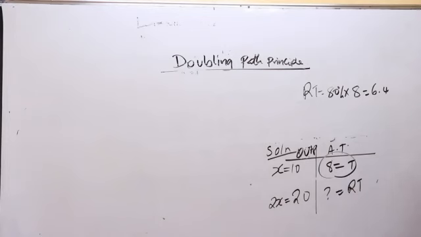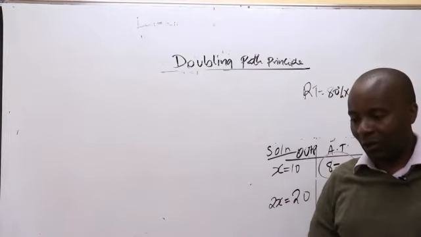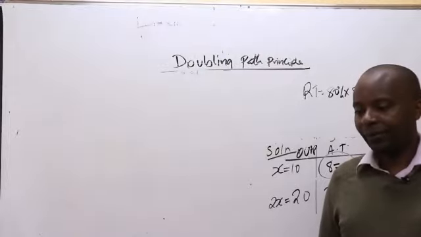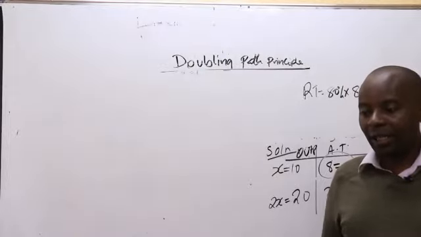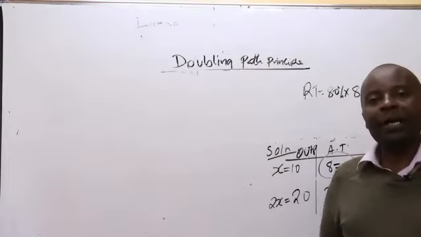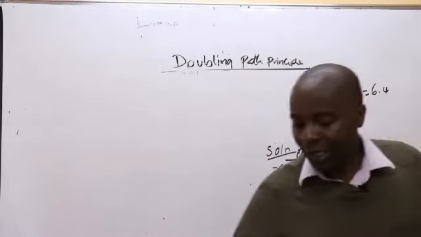How are they getting this 3.811? Can somebody help us? Because here we should not use the formula. They want us to use DPP, the doubling path principle.